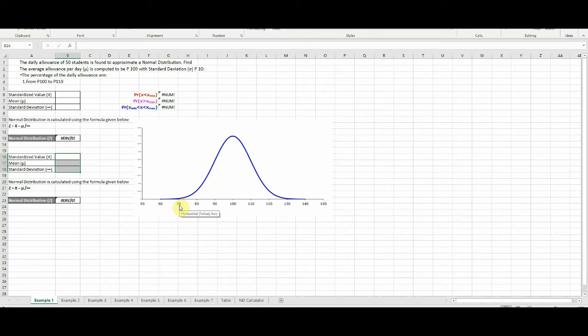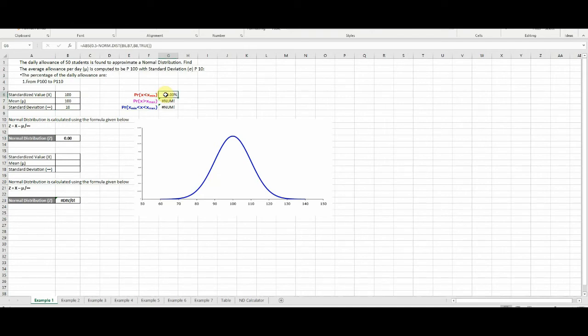Now, let's solve for the probability, which is 100 pesos to 110. I have here my formula. So using the formula, you subtract the value, which is the score. You have the mean and the standard deviation. So I subtract the standard score minus the mean divided by standard deviation. So this becomes now the value of your z. Let's put 100, the score of the first given, the mean, and the standard deviation. And on the right side, as you can see, this is the actual score.